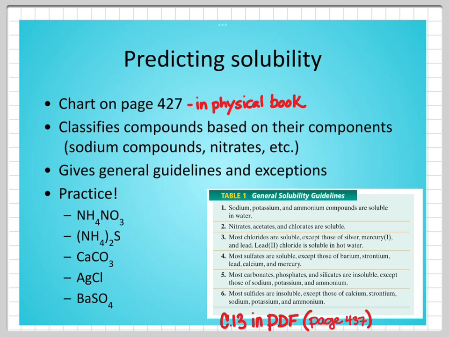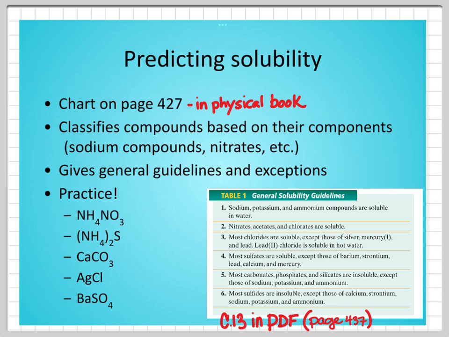So what we're going to use is these solubility guidelines, and these give us compounds based on their components. So we talk about sodium compounds, potassium compounds. We also talk about things like nitrates, so that would be compounds that include a nitrate ion. It's general guidelines and, possibly more importantly, exceptions to those guidelines, specific exceptions.